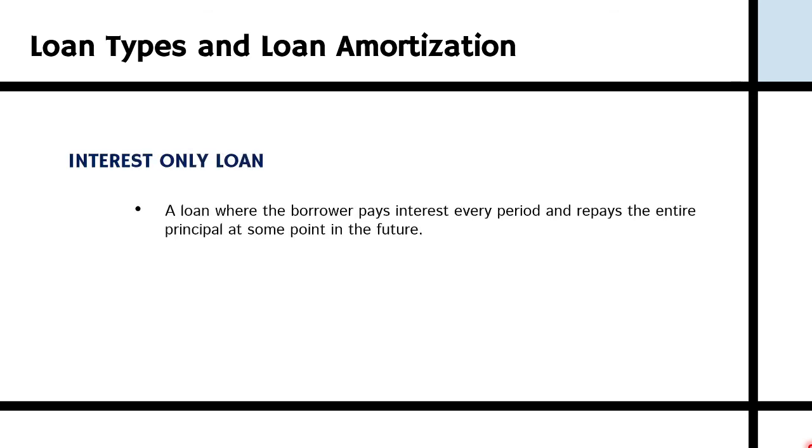Next one is the interest-only loan. A loan where the borrower pays interest every period and repays the entire principal at some point in the future. It's more complicated than the first one. Ang pinakaiba ng interest-only loan sa pure discount loan ay hindi nito isang bagsakan na bayaran, pero nagbabayad siya regularly. The loan is common sa mga corporate bonds.